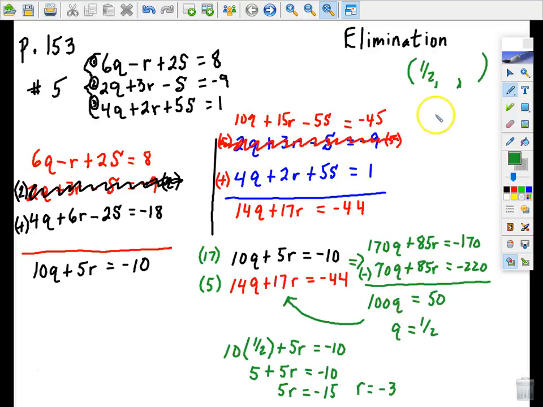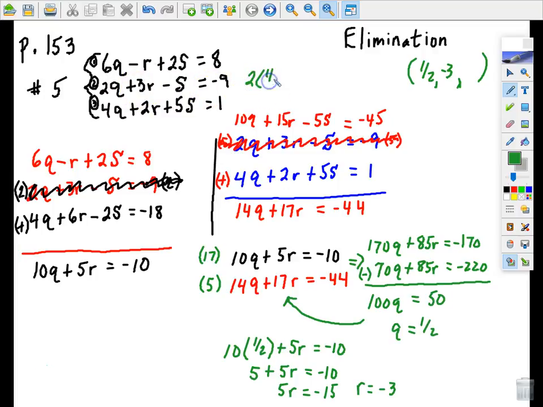All right, so that looks good. So we got two of our solutions, and now we're looking for the third. So now we're going to go all the way back to where there are three equations, and we're going to replace Q and R in one of these equations in order to find S. It doesn't matter which one you pick. I think I'm just going to go into the second one.